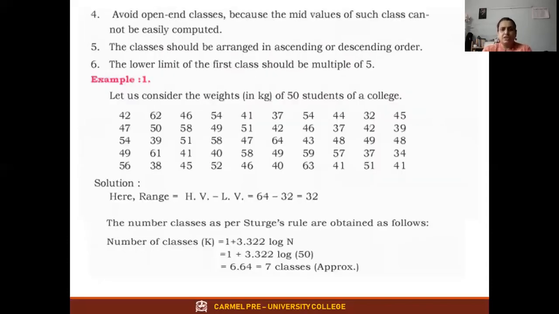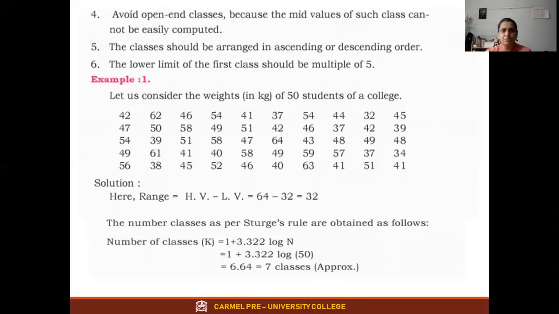First, find the range. How much is the range? Highest value minus lowest value. When you look at the question, read the numbers. What is the highest value? You have to search. After searching, you will find that the highest value is 64. Be careful: don't say 60 after you see 60. There will be bigger numbers. Look at all the numbers, search for the biggest number. After searching, it will be 64. The lowest value is 32.